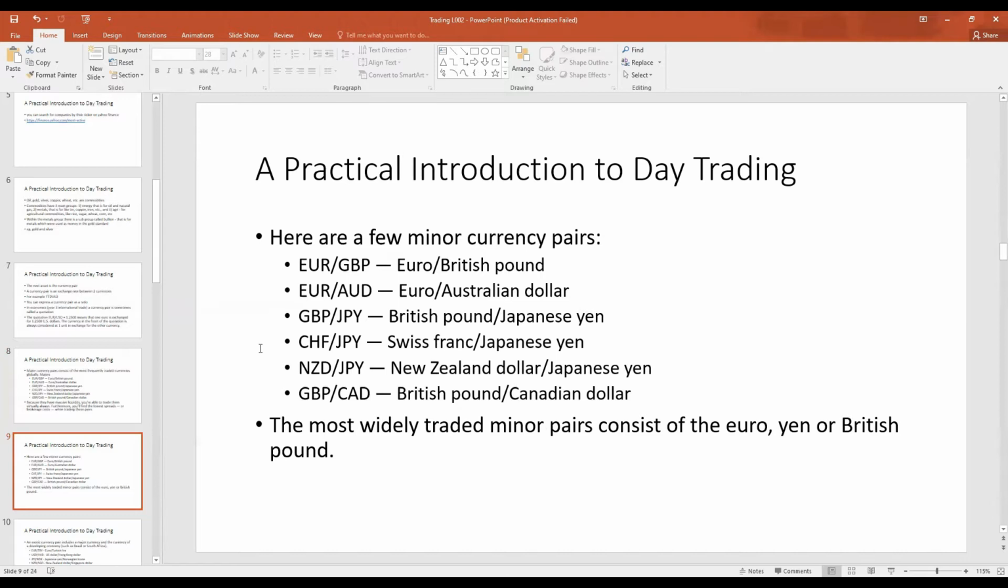These are the minors. The minors are also popular currency pairs. So we have the Euro GBP, we have the Euro AUD, we have the GBP JPY, that's the British Pound Japanese Yen. We have the CHF JPY, Swiss franc Japanese Yen. We have the New Zealand Dollar Japanese Yen, and we have the British Pound Canadian Dollar. These are minors. Most of the time that you want to trade minors, you will be able to implement a trade.